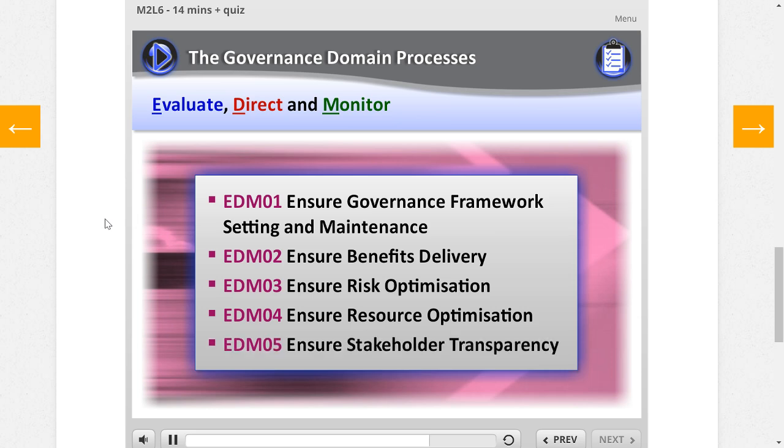EDM 05. Ensure stakeholder transparency. This process ensures that enterprise IT performance and conformance measurement and reporting are transparent, with stakeholders approving the goals and metrics and the necessary remedial actions.